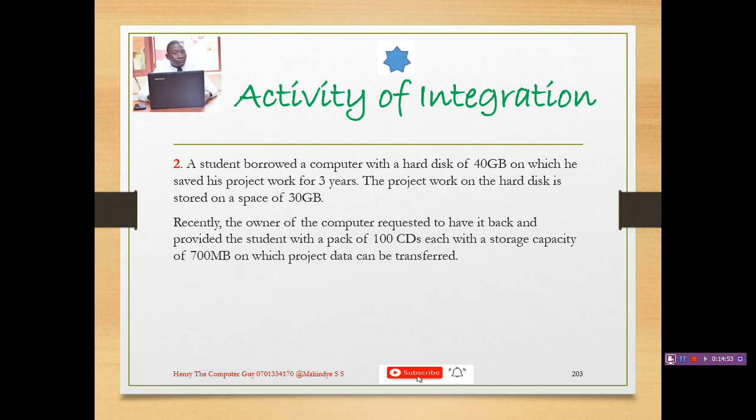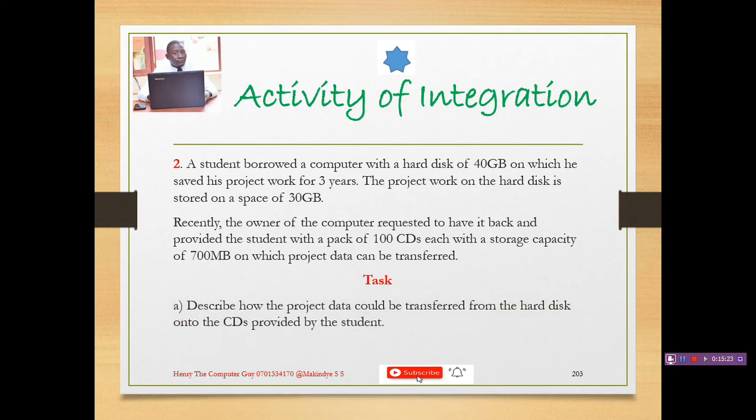Recently, the owner of the computer requested to have it back and provided the student with a pack of 100 CDs, each with a storage capacity of 700 MBs, on which project data can be transferred. So the owner needed to take the computer, and provided 100 CDs to this person to transfer the work so that he or she can take the computer. Now we have a task: describe how the project data could be transferred from the hard disk to the CDs provided to the student.